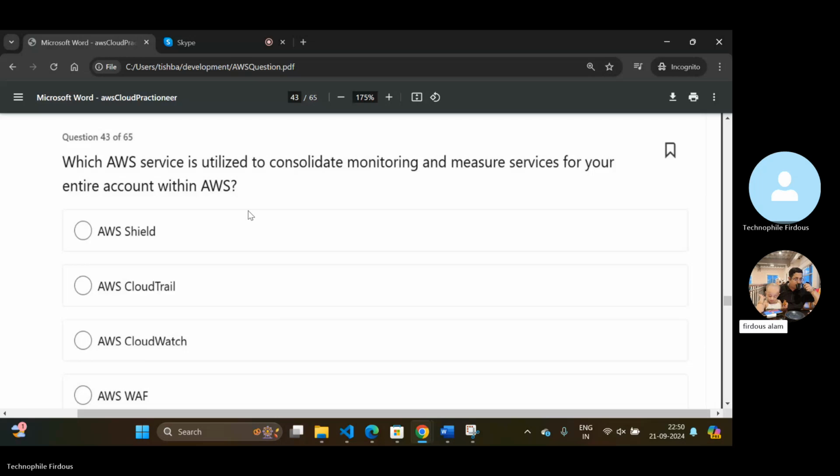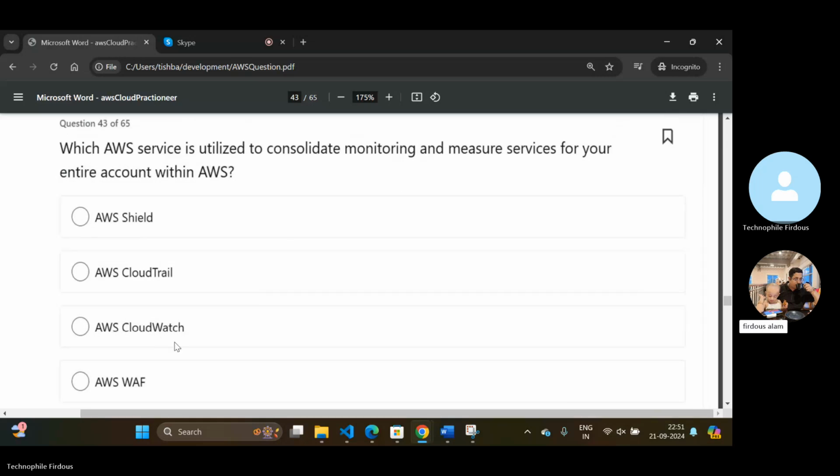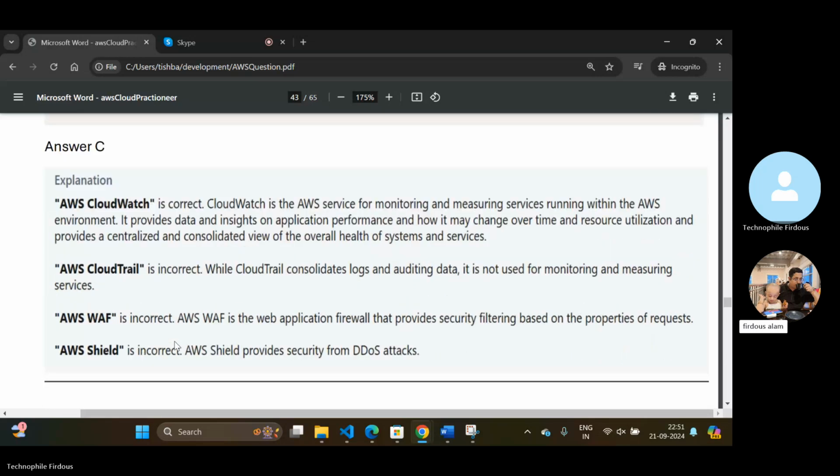The next question asks which AWS service is utilized to consolidate monitoring. It's talking about which AWS service is used to monitor and measure the services of your entire account. So it will monitor and measure the services for your entire account. That is CloudWatch. CloudWatch is used to monitor and measure the service. Monitoring means CloudWatch. The answer should be C. Let's see. The answer is C, and this is the explanation.